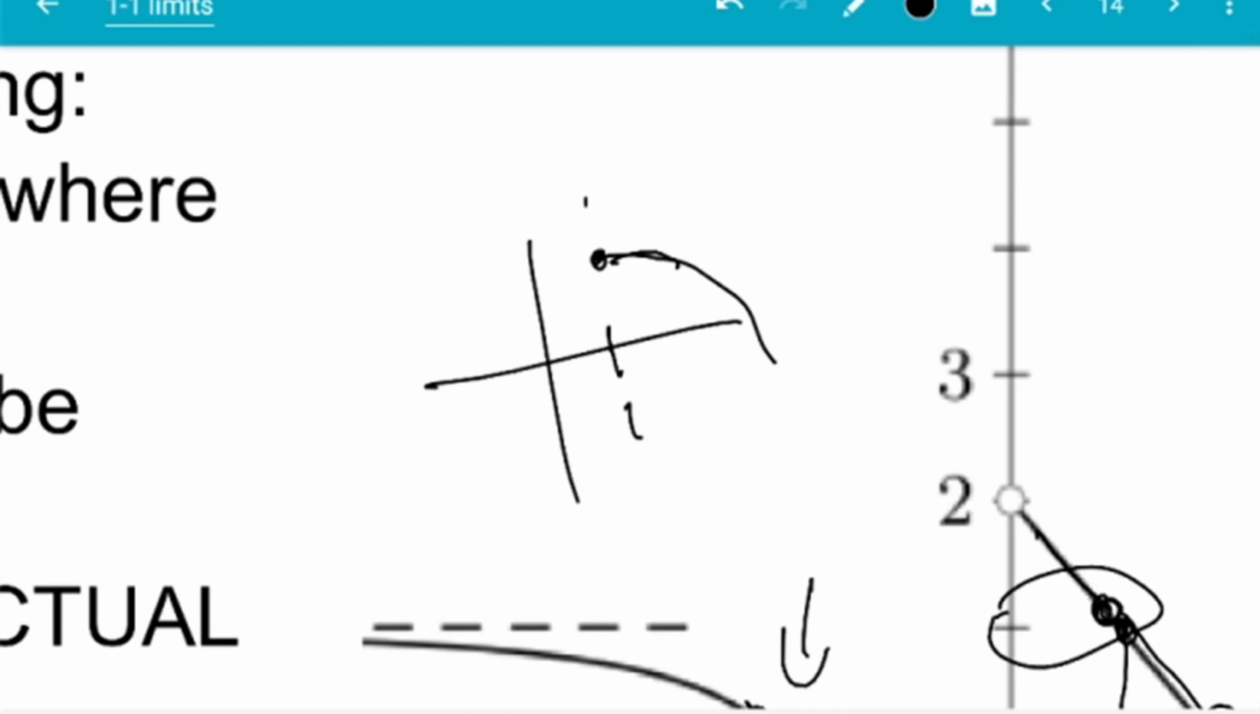So to really put it together but not be very mathematical, we're saying, what's the number going to be if I go from the left side and the right side? Will they be going to the same number? If they're going to the same number, you can find the limit. If they're going to different numbers, you can't find the limit. If one exists and one doesn't, you can't find the limit.